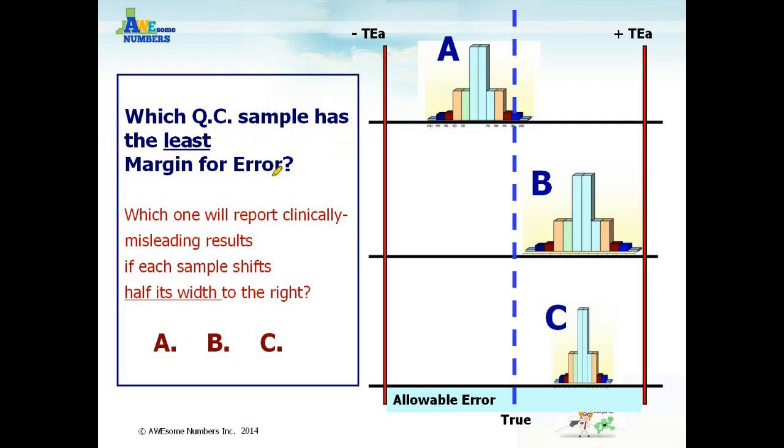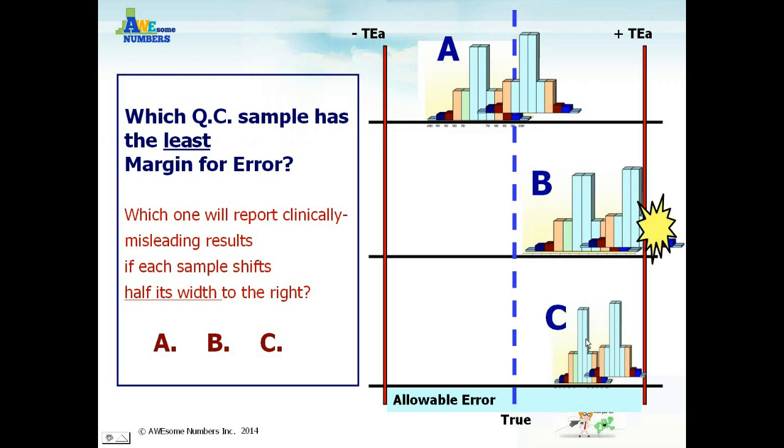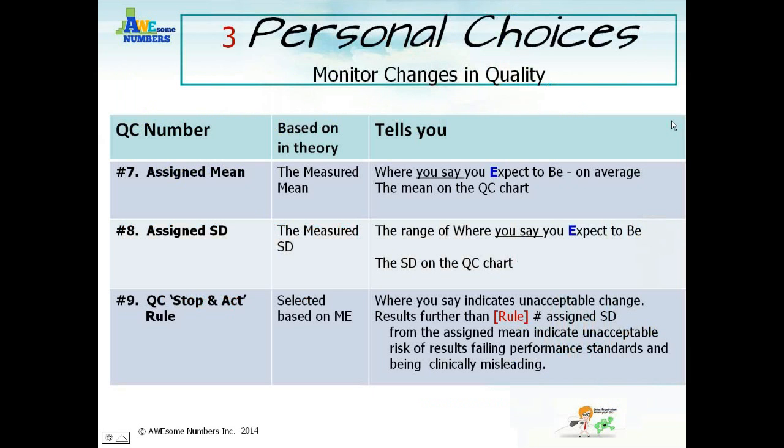So, which sample here has the least margin for error? If each sample shifts half its width to the right, which one's going to crash first? Whoops, sorry, I need to get rid of that. So this one, if it shifts half its width, 2 SDs to the right, it's still good. But if this fellow performs the same shift, you're reporting too many bad results, because this method has better precision. So the size of shift, the margin for error that you have, is determined by both the width, the standard deviation of the population, and by the position, the bias.